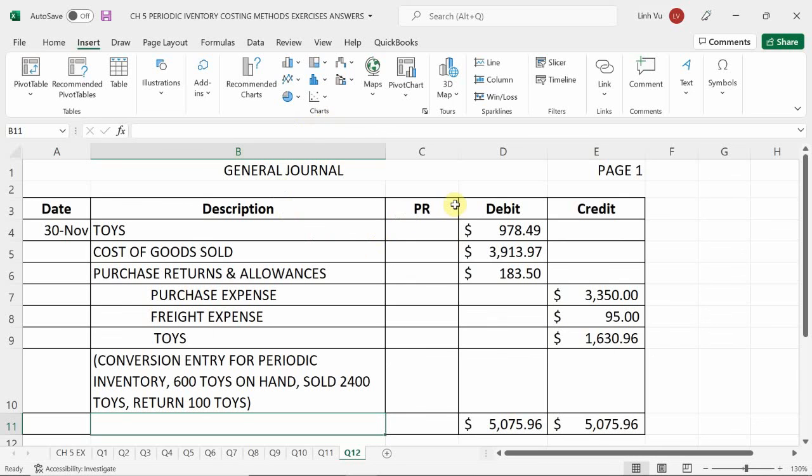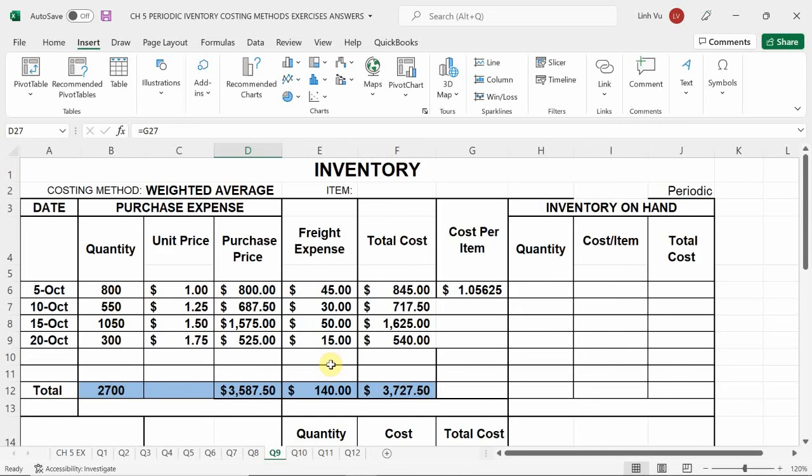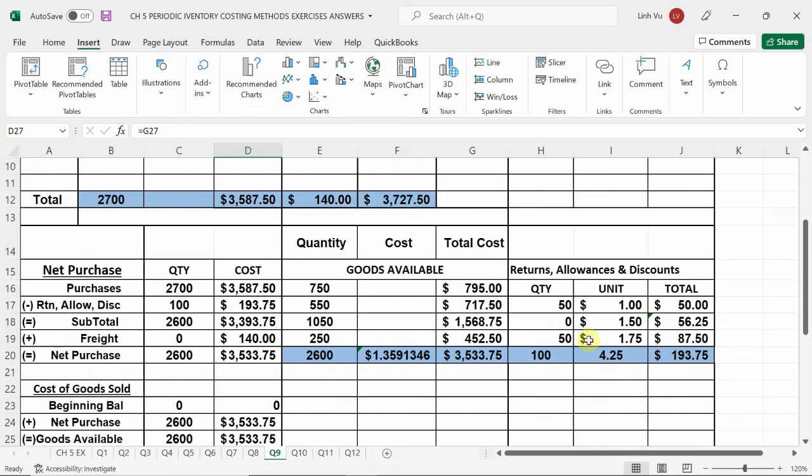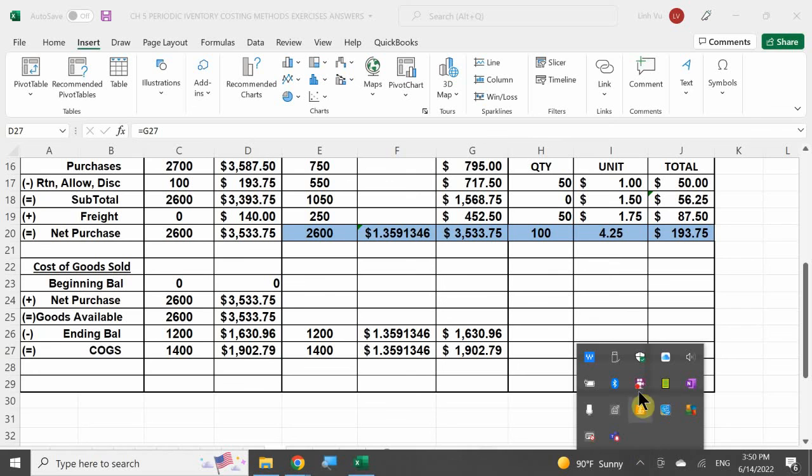We got to see FIFO yesterday. Today we got to see LIFO, and then we also got to look at a problem for weighted average. Any questions in regards to how we calculate it or how we use the inventory worksheet to get our answers and our numbers to match, as well as calculating the different costs?